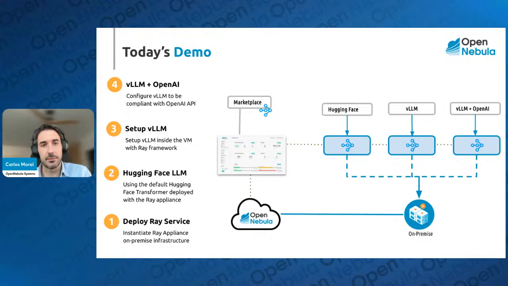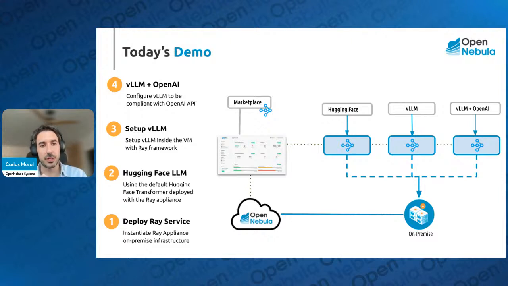First, how to deploy a Ray service within the marketplace. I'm going to show you where you can take the template to make it available on your own cluster. Secondly, we're going to see how to implement and deploy a Hugging Face model, an LLM model. Then we are going to test it also.